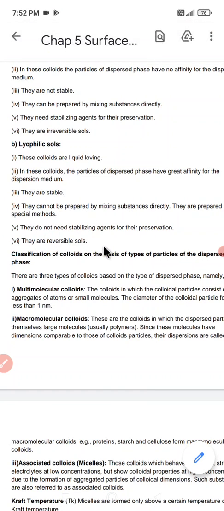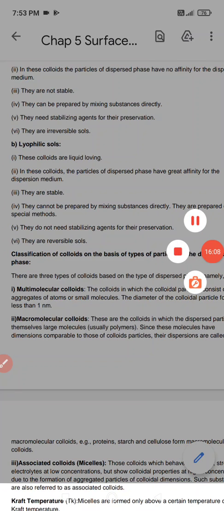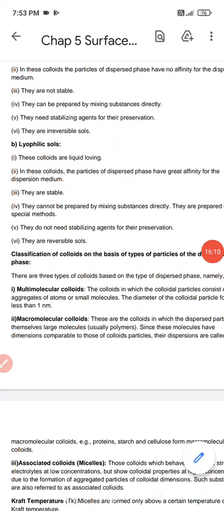So is this part now clear? The two characteristic features of lyophilic sols and lyophobic sols. Their characteristics are entirely different from those of the normal types of sols.